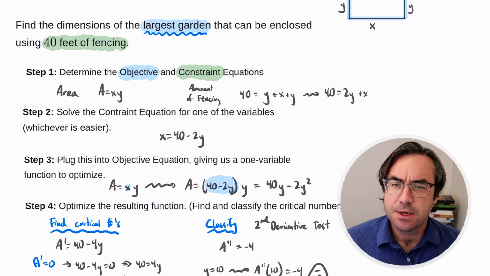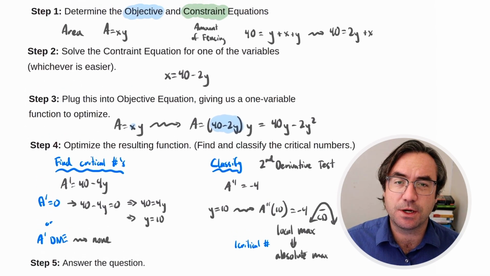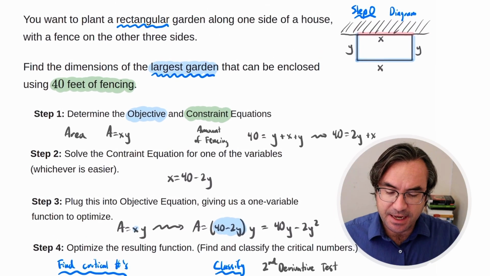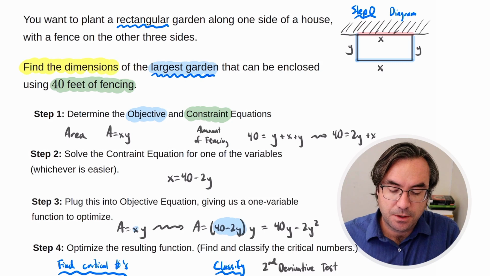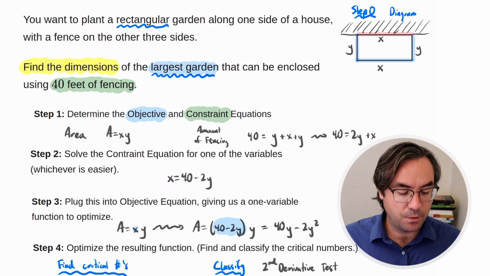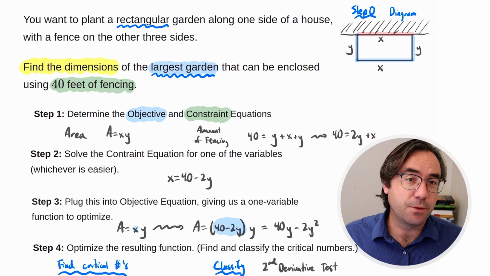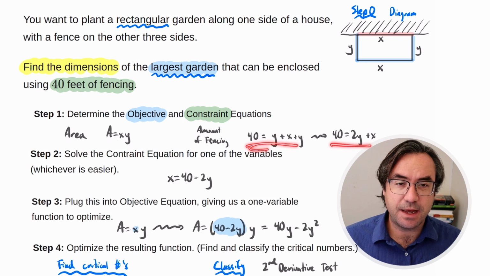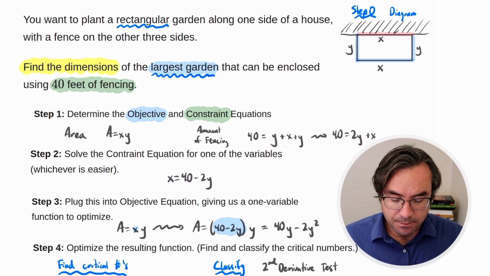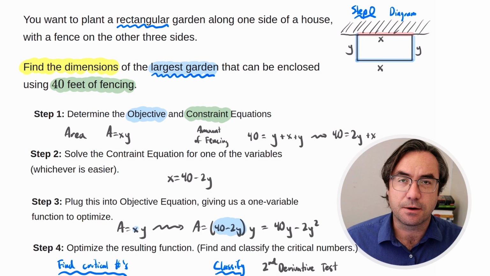All right. So the last step is to make sure you actually answer the question. So what did the question actually ask us to find? It said, find the dimensions. So what are the dimensions of our rectangle? Well, these are the x and y values. So we found the y value already. So we need to find the x. And we have a few options. We could go back to our constraint and use that to solve for x. But we've actually already solved for what x is equal to. So we can just plug our y value into here.